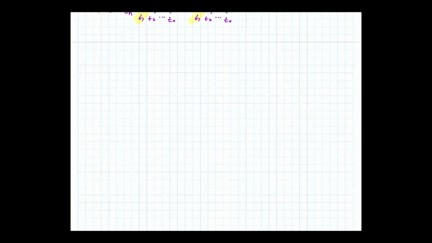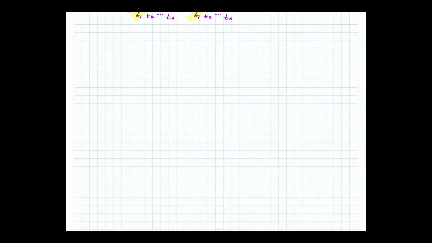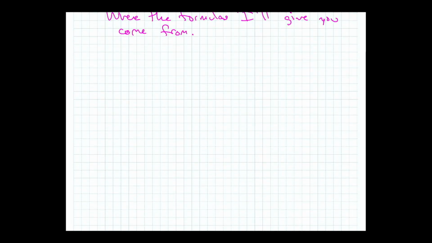Okay. So here's the thing, maybe. This is just kind of an idea here to show you where these formulas are coming from, but you're not going to do this, okay? This is just where the formulas I'm going to give you come from. And this is just the idea of it.